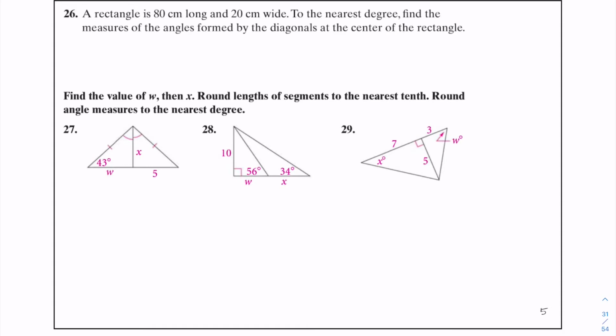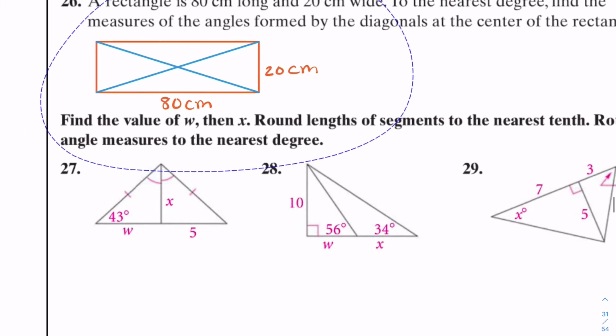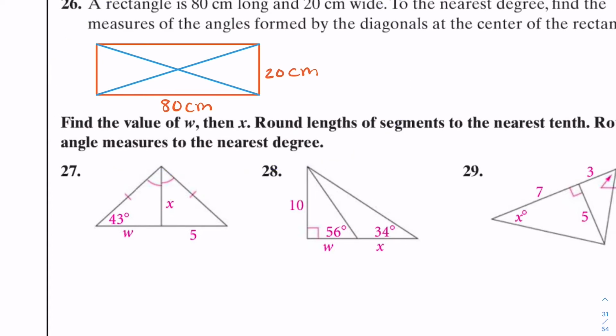All right, for this next problem, a rectangle is 80 centimeters long and 20 centimeters wide. To the nearest degree, find the measures of the angles formed by the diagonals at the center of the rectangle. I was able to draw this out a little earlier. So here we have a rectangle that's 20 centimeters by 80 centimeters. And I'll put an 80 up here.